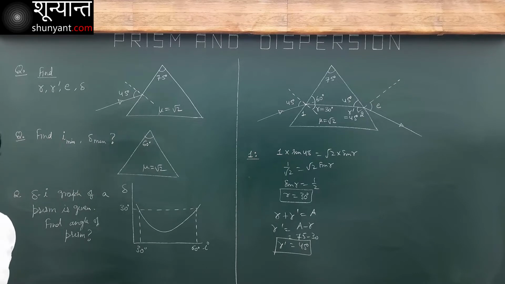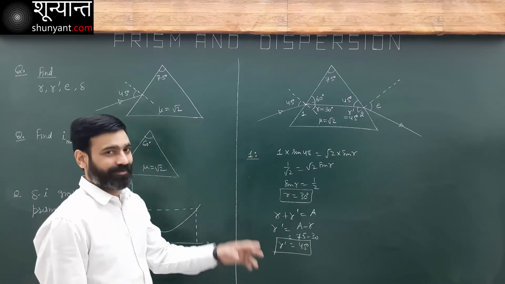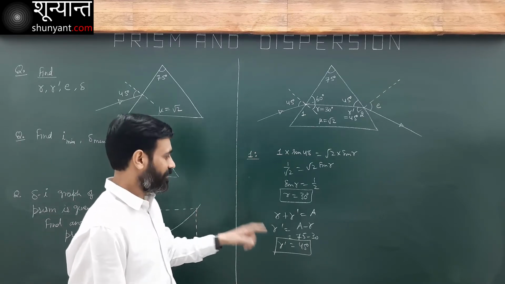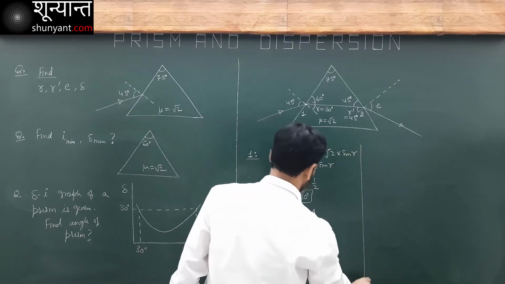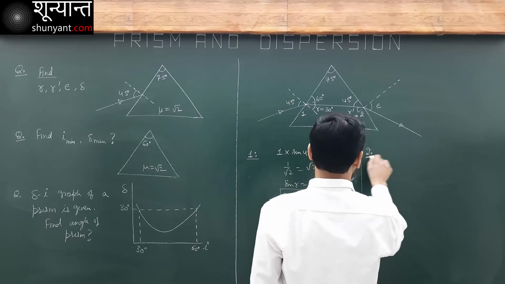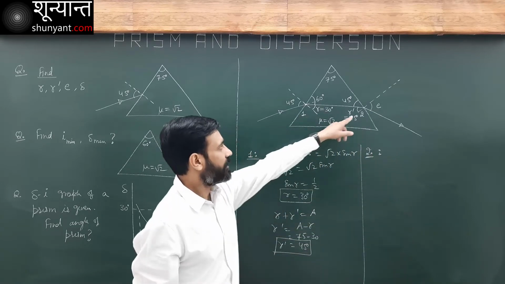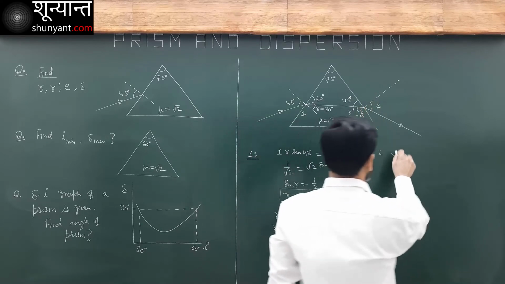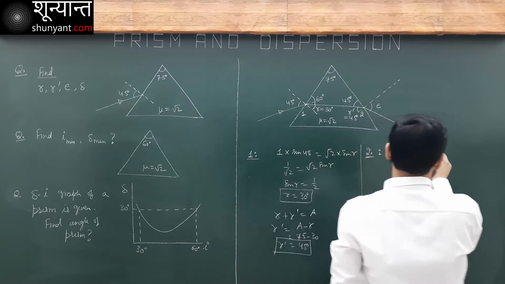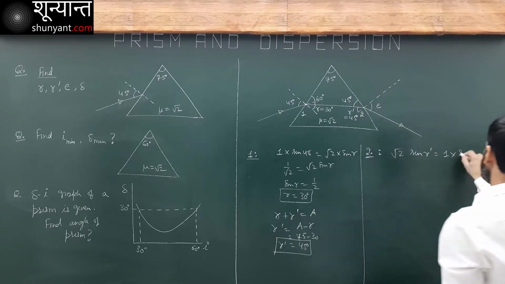Well, do you see this? Okay, you see this? 45 degree. Now, second point. I'm going to apply Snell's law here. At this point also reflection takes place. I will write root 2 sine r dash is 1 and sine e.